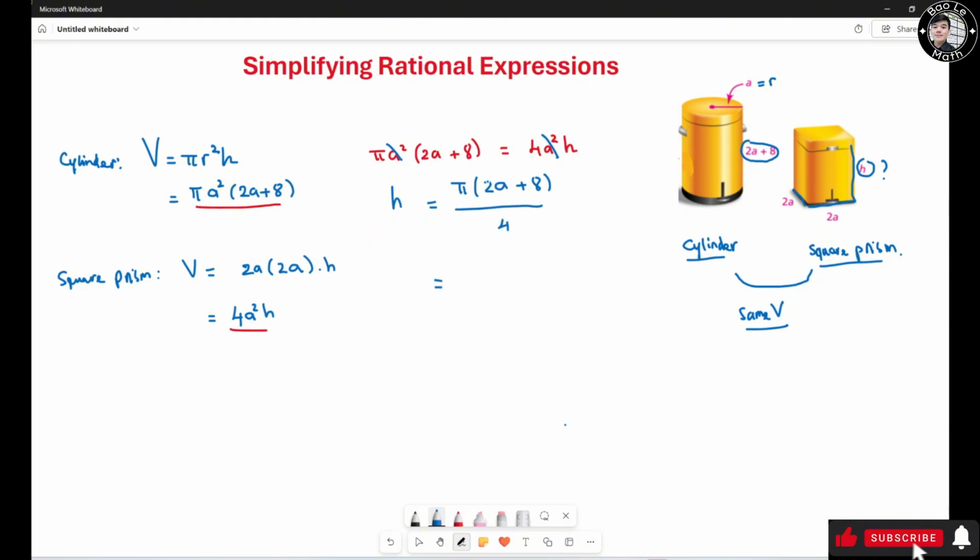Now the numerator I can factor 2 out, right? So it's gonna be 2 pi, and then I have 2a and I factor 2 out. It's gonna be a left. I have h right here. I factor 2 out. It's gonna be 4 left, right? Over 4, right? Now 2 and 4 right here cancel out. So I have pi on the top times a plus 4, and then the bottom I have 2 left. This is the final answer, and this is the height of the square prism.